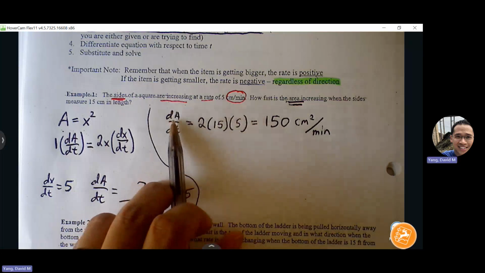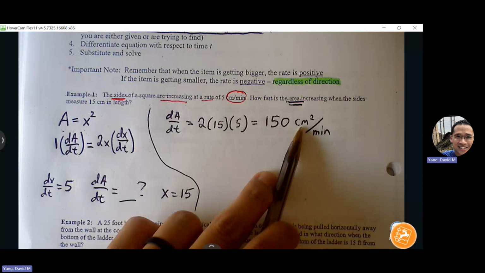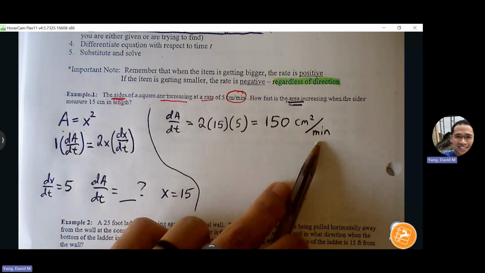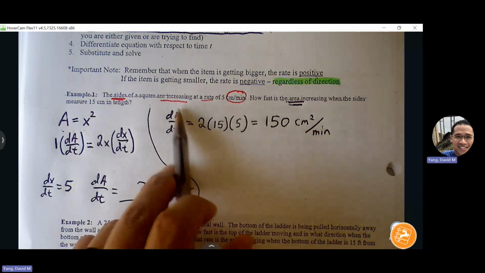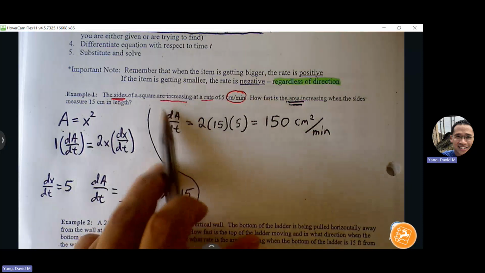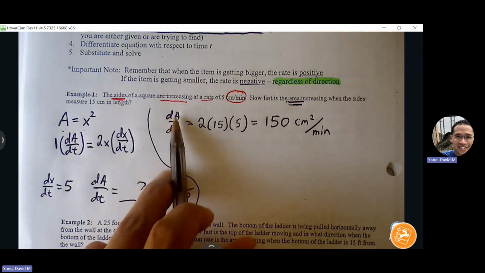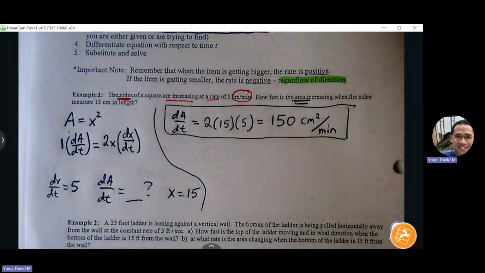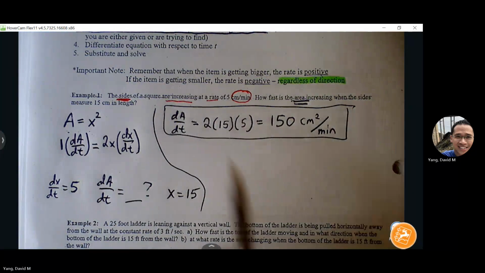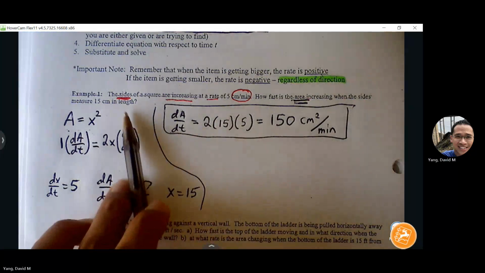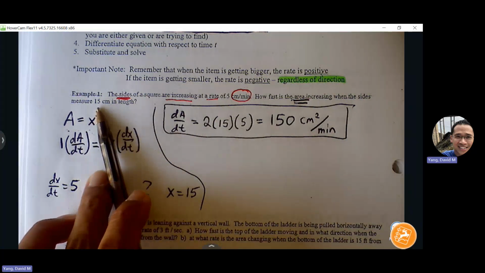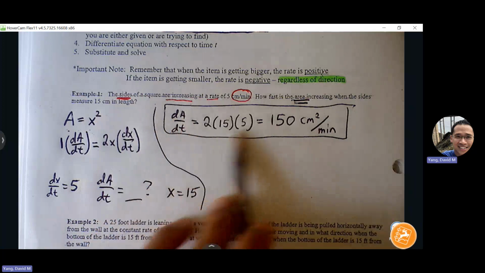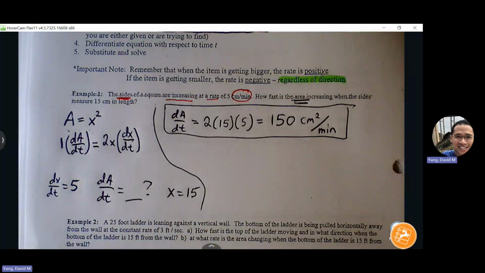Some students do centimeters per minute squared, right? Hopefully you can catch yourself just by, okay, if I look at that variable, hopefully that variable will kind of clue me in as to what needs to happen. Okay, so this tells us that at the moment when the side length is 15 centimeters, this square is increasing at a rate of 150 square centimeters per minute.